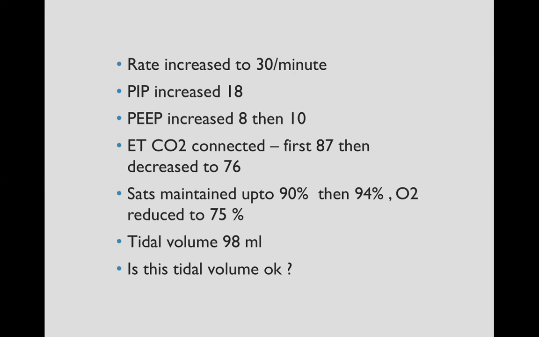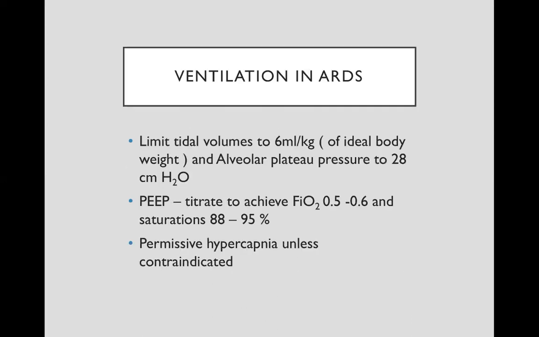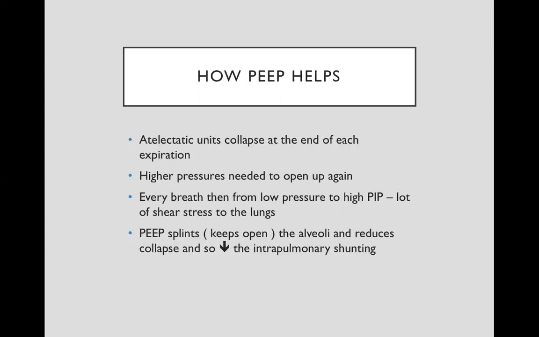So now we come to the point where we will discuss a few basic guidelines for ventilation in ARDS. In ARDS, limit the tidal volumes to 6 ml per kg and the alveolar plateau pressure to 28 centimeters of water. What we are basically saying is to ventilate the lung on a slightly lower volume so as not to cause damage to the lung. PEEP is to be titrated to achieve a saturation of around 88 to even 92% on an FiO2 of 0.5 or 0.6 or less, and permissive hypercapnia unless contraindicated. So what do we really mean by this?